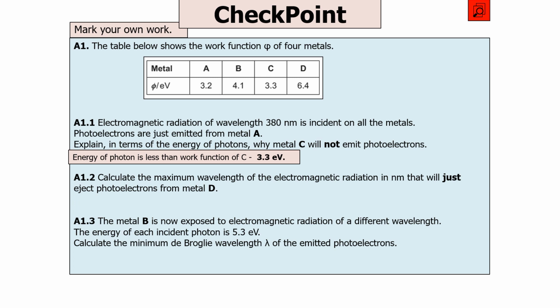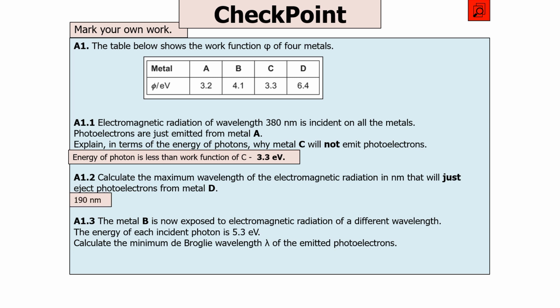So when you work it out, the energy, using E equals hc over lambda, and then working it through in joules, then working out the value of it in eV by dividing by 1.6 times 10 to the minus 19, the energy is less than the work function. Now, what's the maximum wavelength?